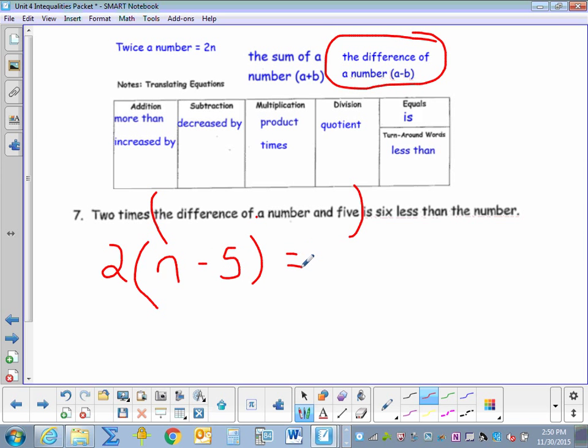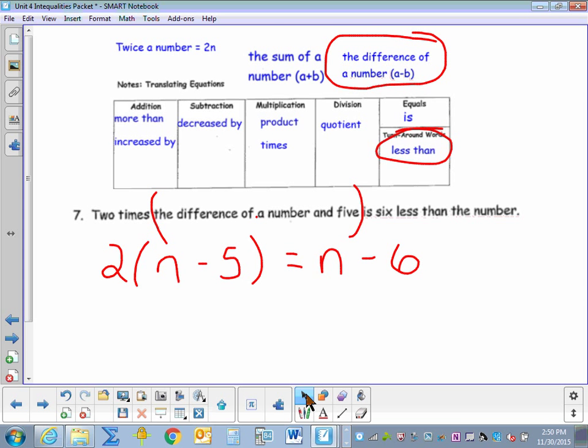equals 6 less than the number. Remember, less than is a turnaround word. So 6 less than a number, so number minus 6. So 2 times the quantity, n minus 5, equals n minus 6.